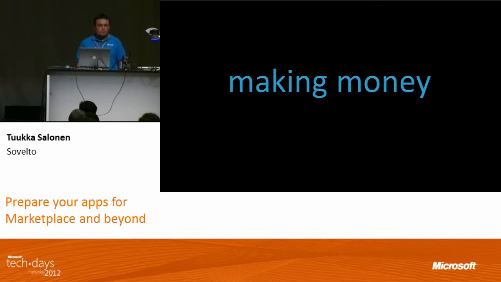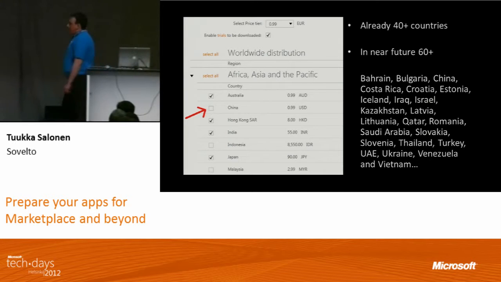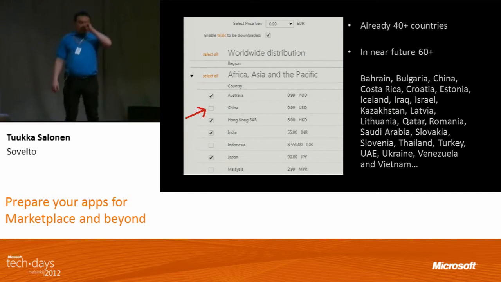Making money. Also important, surprise. So, what do we do? Well, you can put a price tag on your application. How does it work? If I'm in Finland and I say that it's €1, that's the only price that I can give. The other prices come automatically. So, for example, in China, it would be 99, and in US dollars.